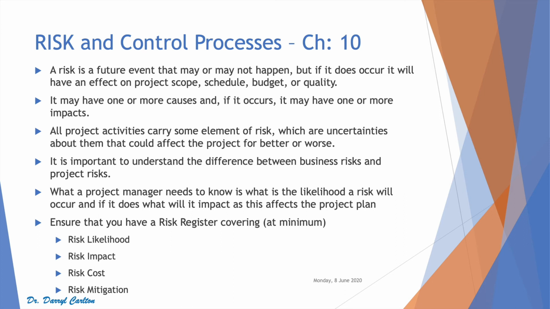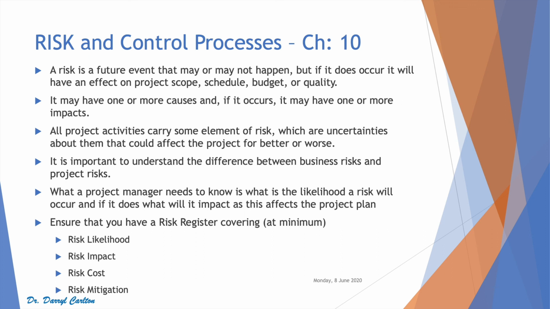Risk and control is covered in Chapter 10. A risk is a future event that may or may not happen, but if it does, it will have an impact on project scope, schedule, budget, and or quality. It may have one or more causes, and if it occurs, it may have one or more impacts. All project activities carry some element of risk. They're uncertainties, and you need to understand what those are.